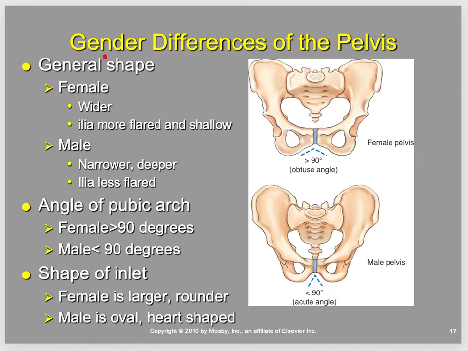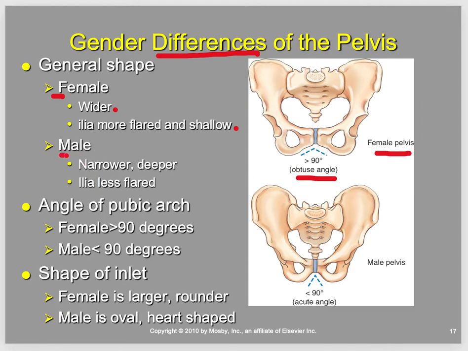So we have differences in the pelvis. The general shape for the female is usually wider, and the ilia are more flared and shallow. You can see the female pelvis is more wide, a little flared and then shallow. And then it is greater than 90 degrees, so it creates an obtuse angle greater than 90 degrees.